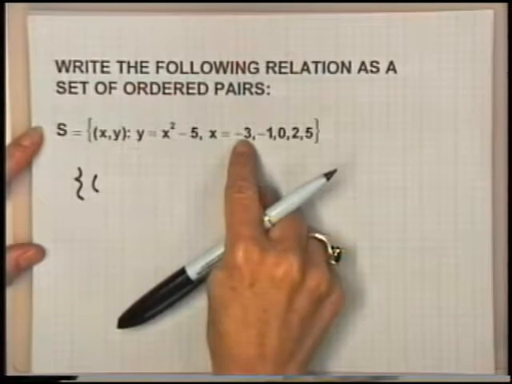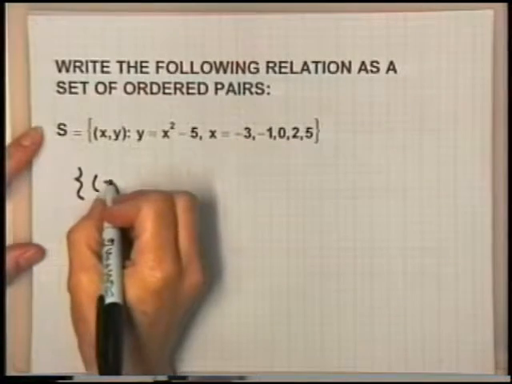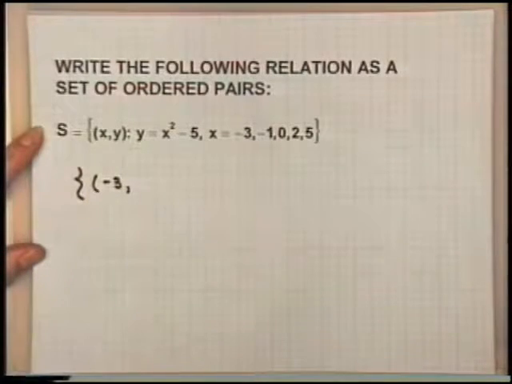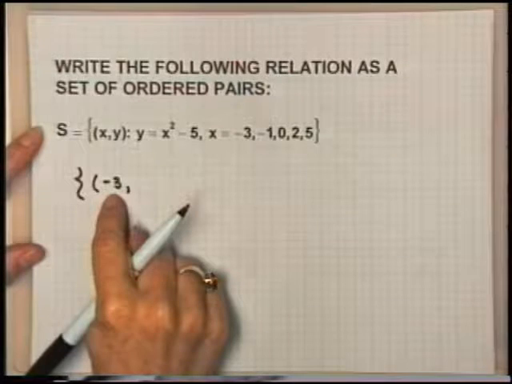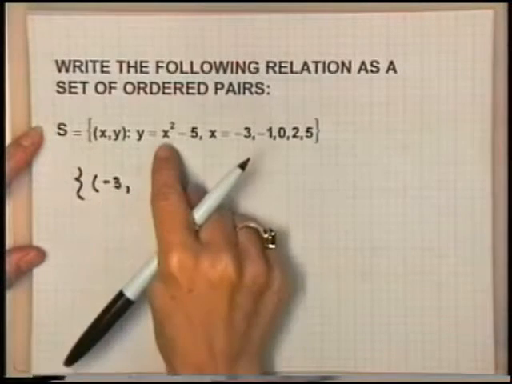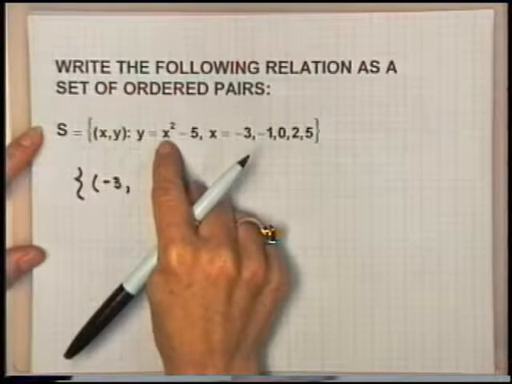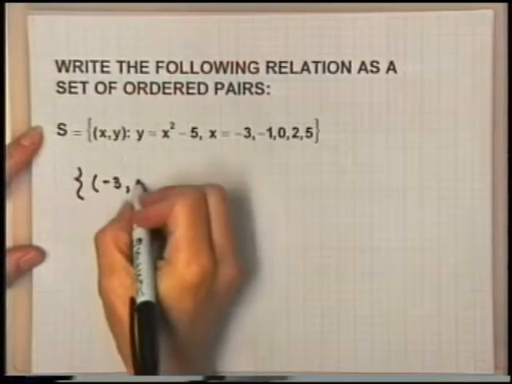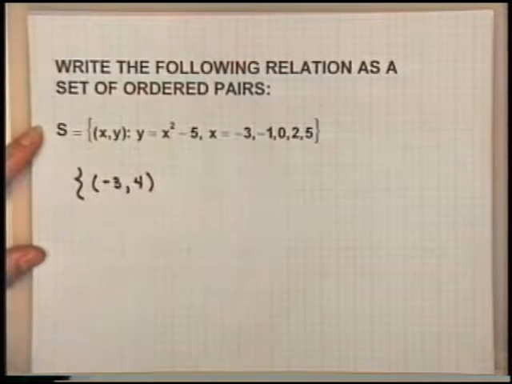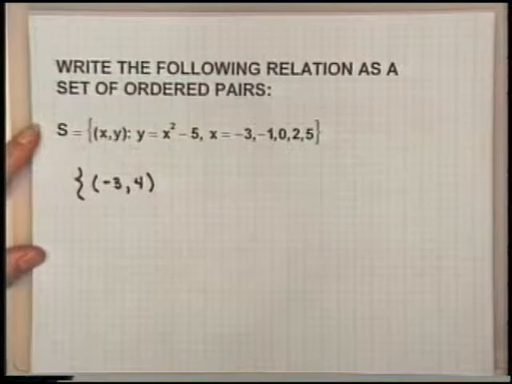We will use our first number for x, -3. Recall that x is usually written as the first coordinate. Now, if we use -3 in this equation, -3 squared would be a positive 9. 9 subtract 5 would give me a y value of 4. So my first ordered pair consists of -3, 4.